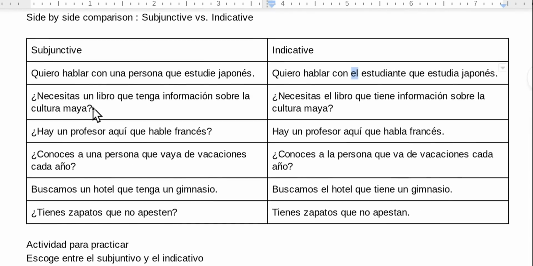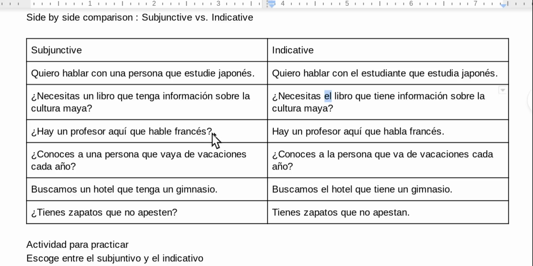The next one down is a question. ¿Necesitas un libro que tenga información sobre la cultura maya? So it says, do you need a book that has information about the Mayan culture? We don't know if this book exists, so that's why tener is in the subjunctive. This sentence is similar to the first one in that the big change is the un into el. Now the question is, do you need the book that has information about the Mayan culture? This book, in my mind, does exist. I just need to go get it off the bookshelf or whatever. So I'm going to use tiene, which is the indicative.